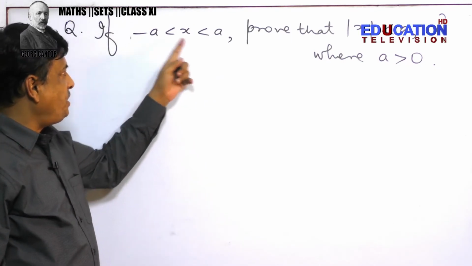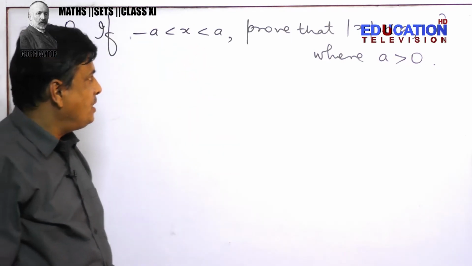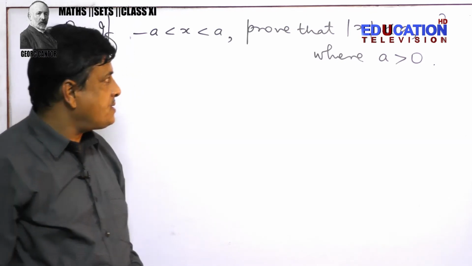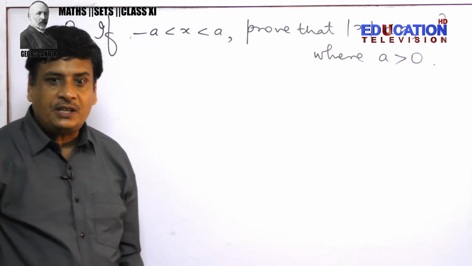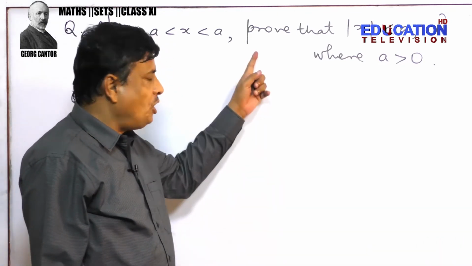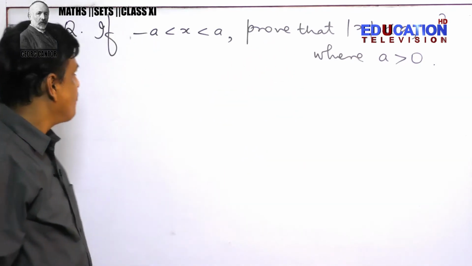If x is greater than minus a and less than plus a, then prove that modulus x is less than a, where a is a positive real number and x is any real number. This is the converse of the previous question.